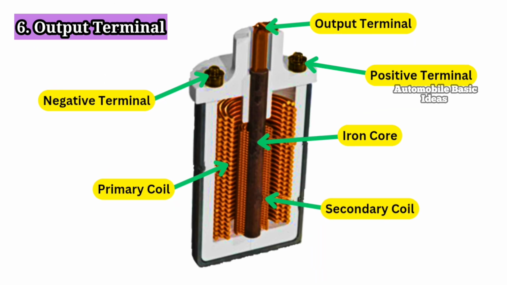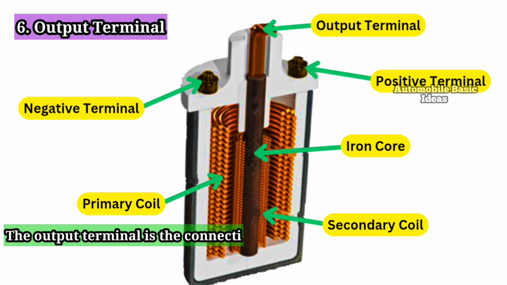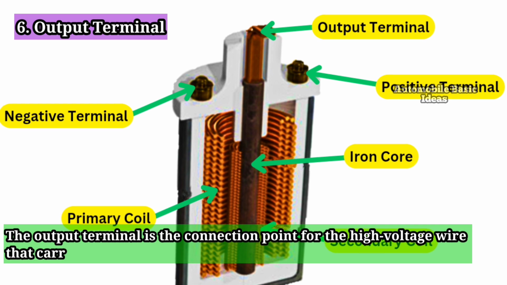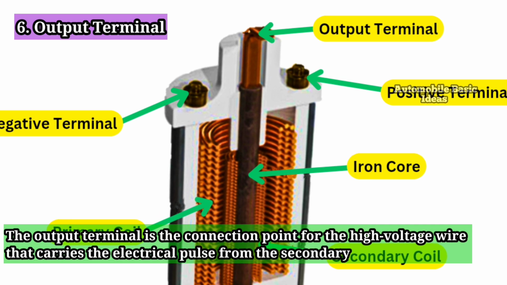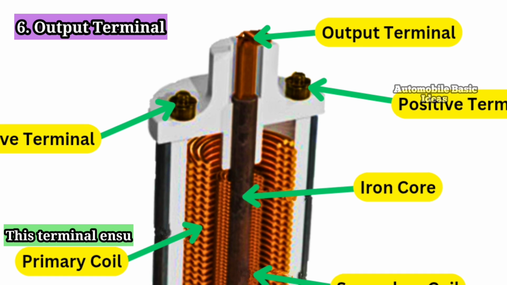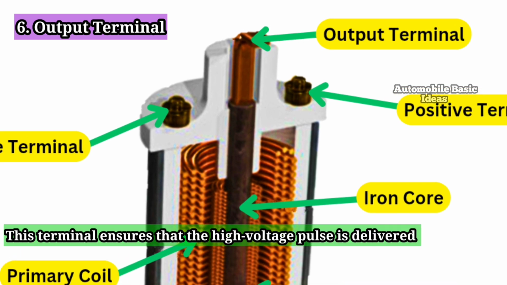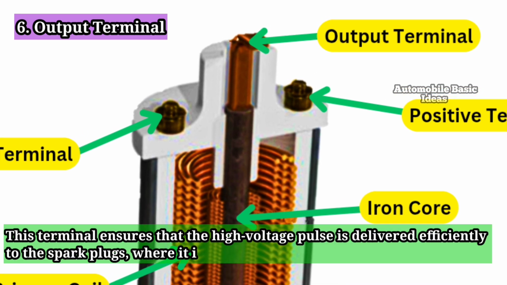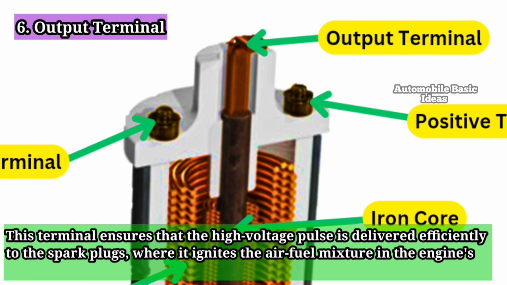6. Output terminal. The output terminal is the connection point for the high voltage wire that carries the electrical pulse from the secondary coil to the distributor or directly to the spark plugs. This terminal ensures that the high voltage pulse is delivered efficiently to the spark plugs, where it ignites the air-fuel mixture in the engine's cylinders.